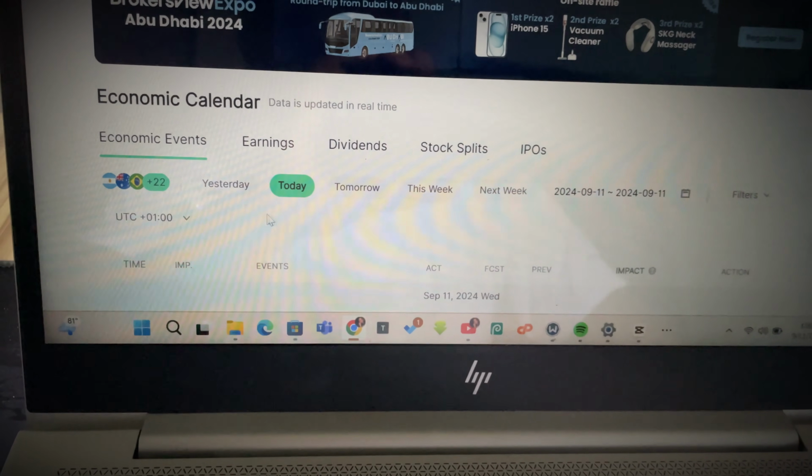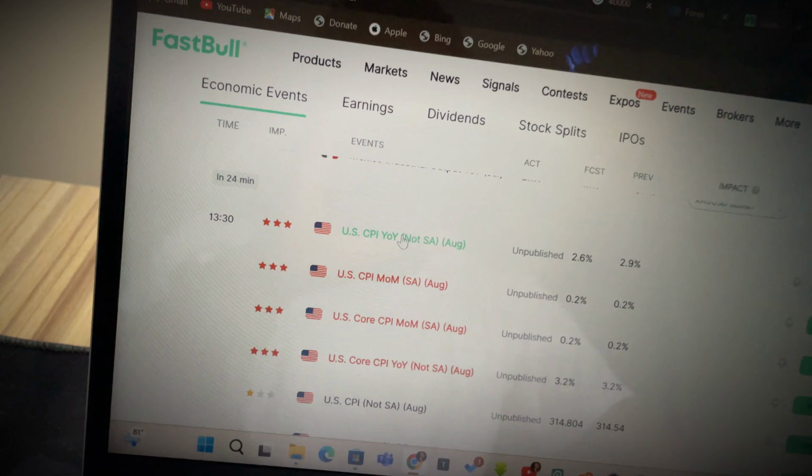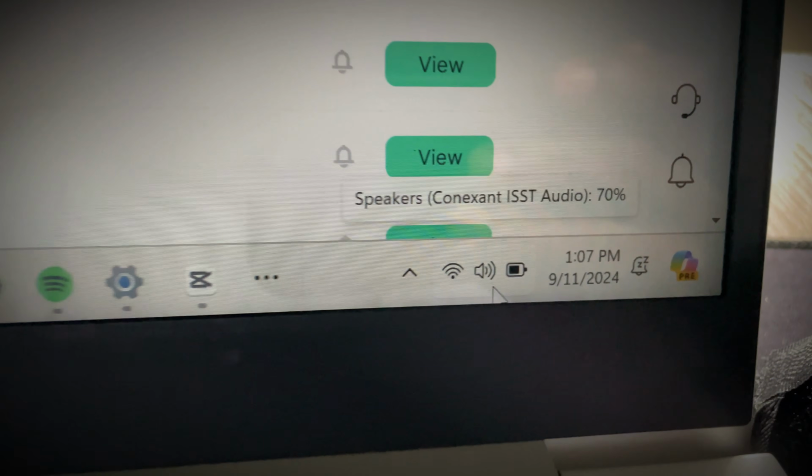Now, news was about to happen, which was the CPI news, which was set to happen at around 1:30 p.m. And looking at the time, it's currently 7 minutes past 1.